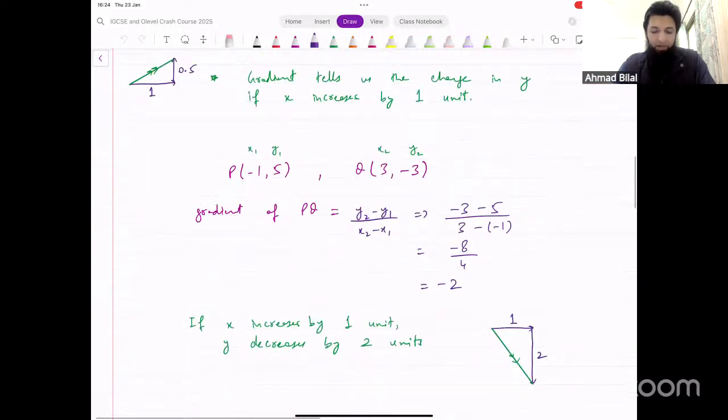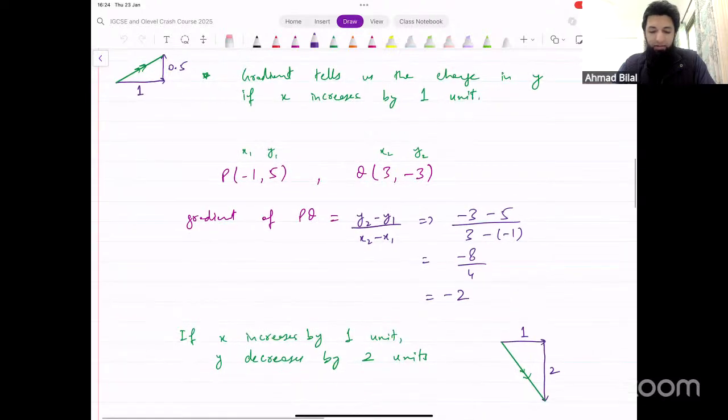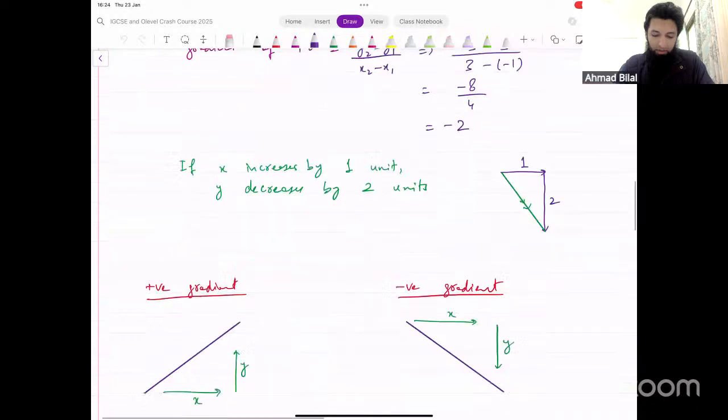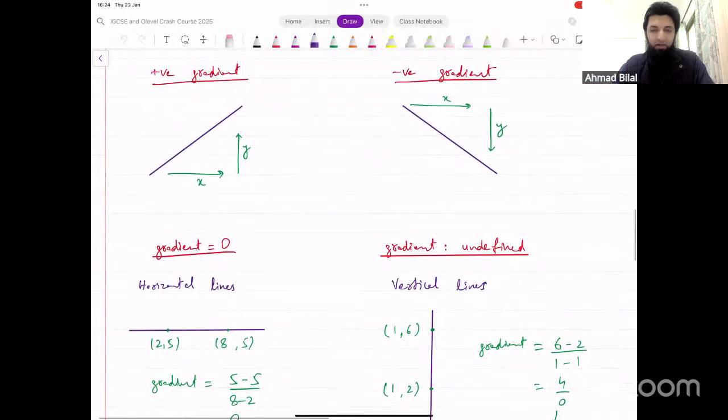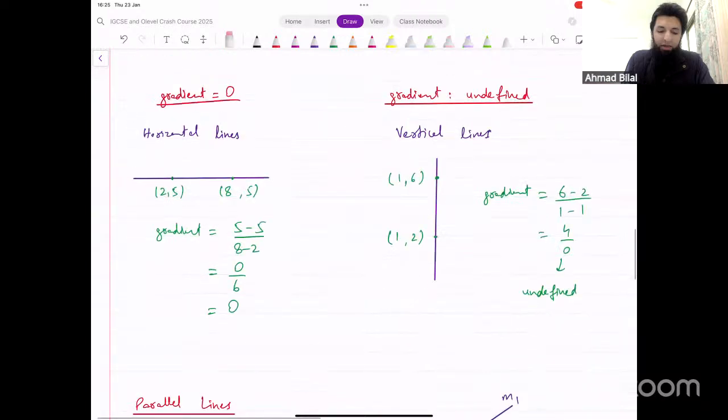We talked about the interpretation of gradient. Gradient tells us the change in y coordinate if the x coordinate increases by 1 unit, right? That's the interpretation of gradient. When do we have positive gradient lines? When you have the line going in the upwards direction from left to right. When the line is going in the downward direction from left to right, that's a negative gradient line. Horizontal lines have gradient 0, and vertical lines have gradient that is undefined.